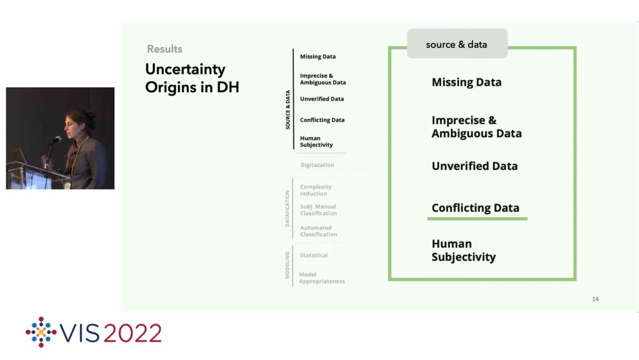So besides missing data and imprecise, unverified data that are already documented in a lot of other fields as well, we also saw that humanists encountered conflicting data. So for instance, when a historical event might have two different dates associated with it, documented by different sources. And there also were issues of human subjectivity in how the sources were ending up being data in the first place.